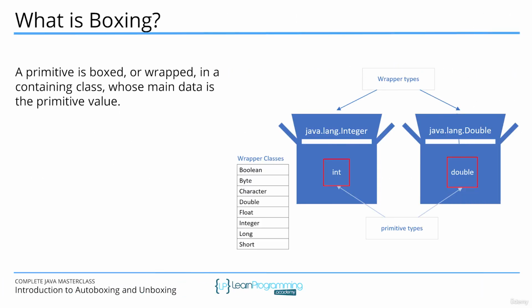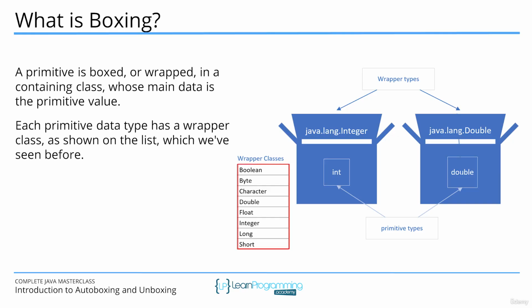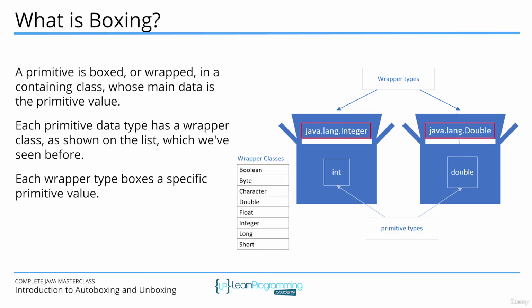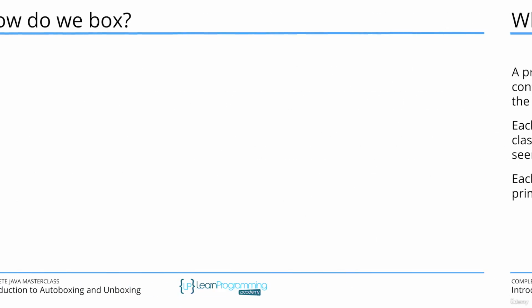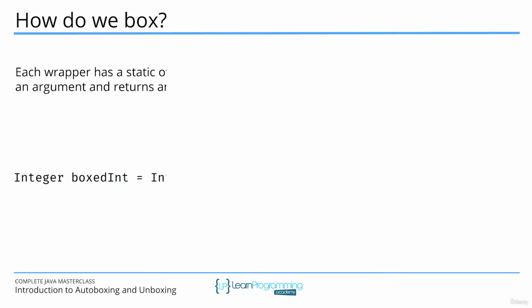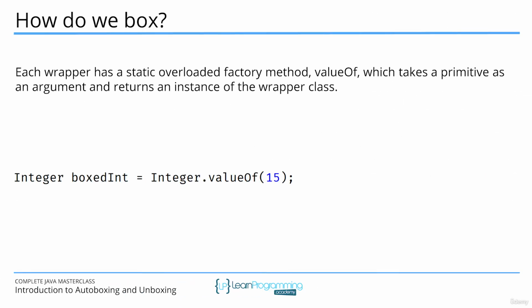A primitive is boxed, or wrapped, in a containing class whose main data is the primitive value. Each primitive data type has a wrapper class, as shown on the list, which we've seen before. Each wrapper type boxes a specific primitive value. How do we box a primitive? Each wrapper has a static overloaded factory method, valueOf, which takes a primitive as an argument and returns an instance of the wrapper class.